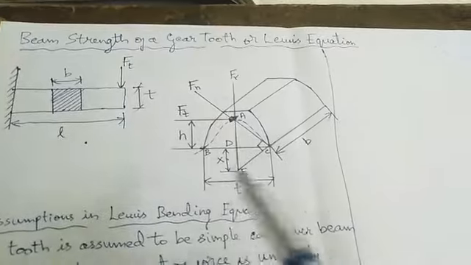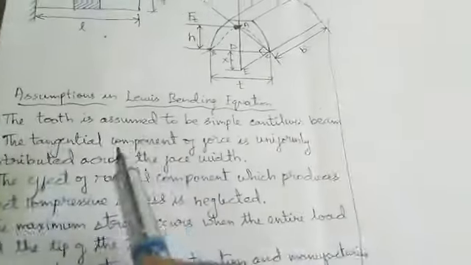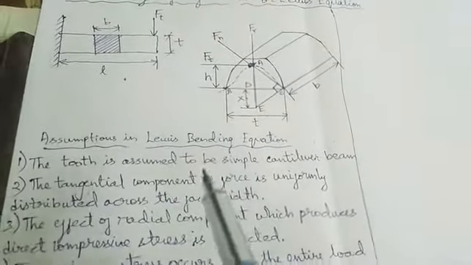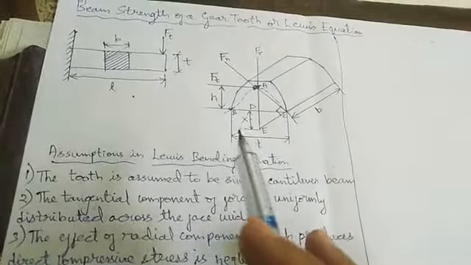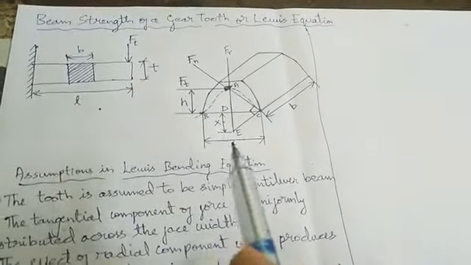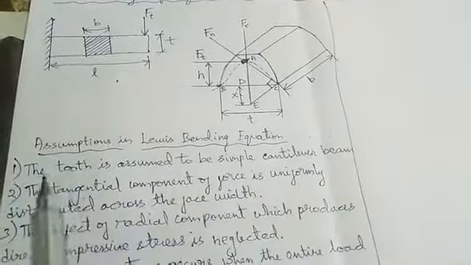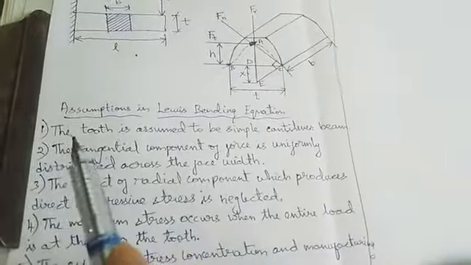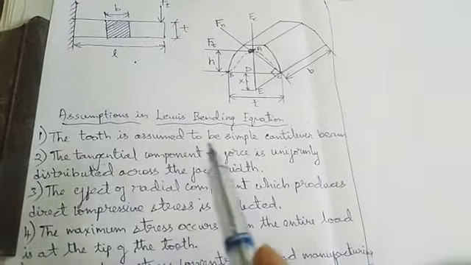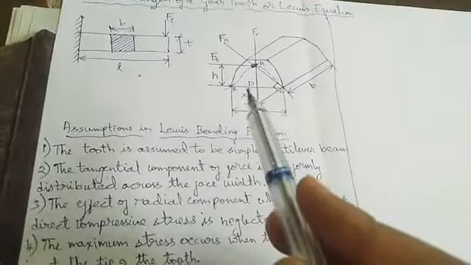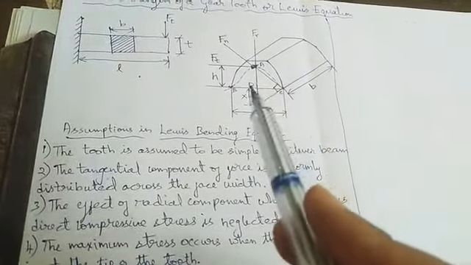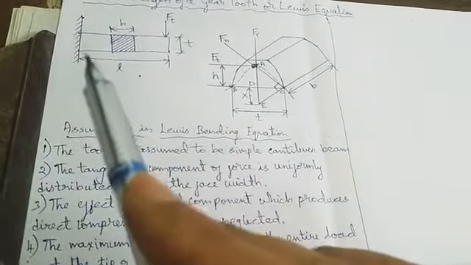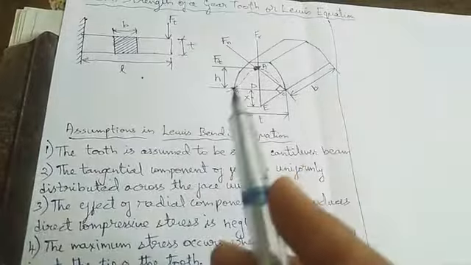So before deriving the equation, we have to see some assumptions involved in the Lewis bending equation. This derivation is very important from the examination point of view, and before deriving we also have to write the assumptions. That is why we are discussing them. The first assumption is that the tooth is assumed to be a simple cantilever beam. As I said, we consider the gear tooth to be a simple cantilever beam fixed at one end and free at the other end.